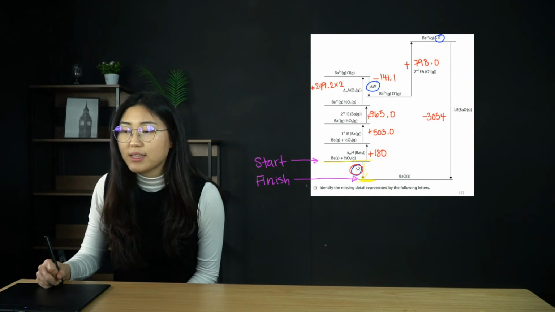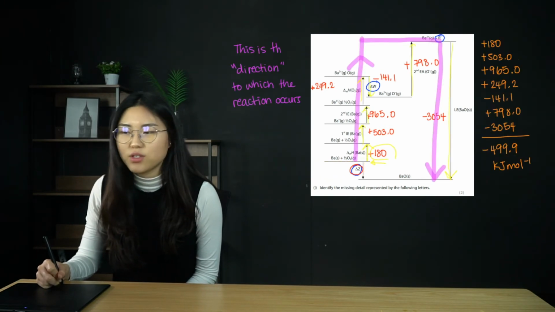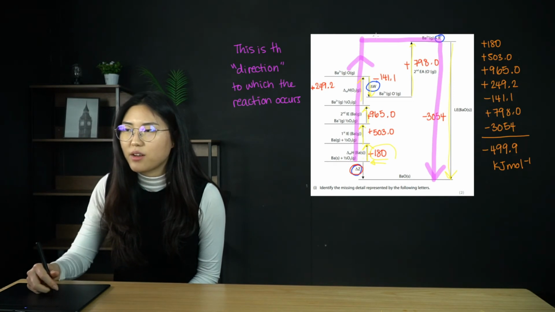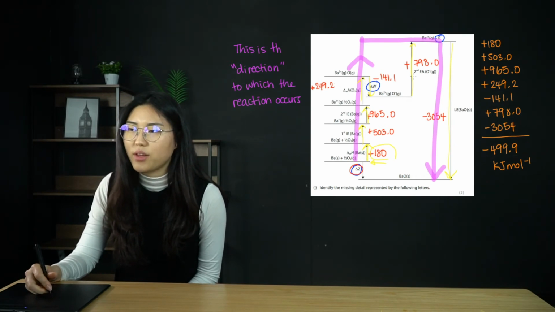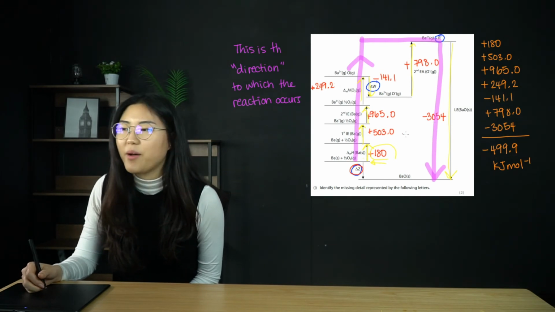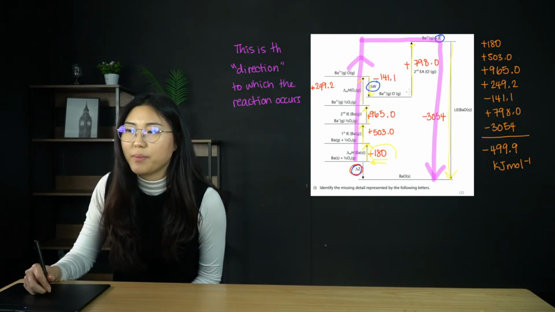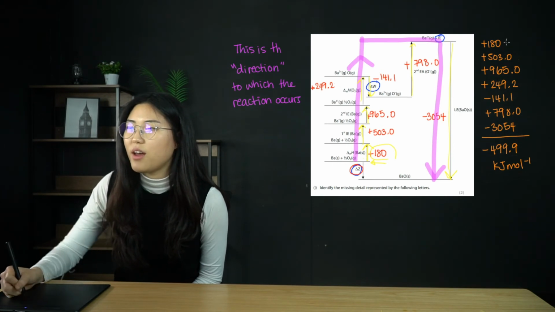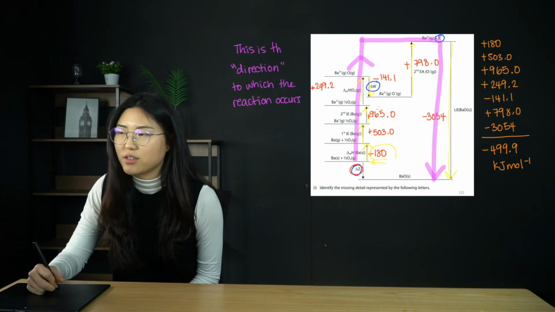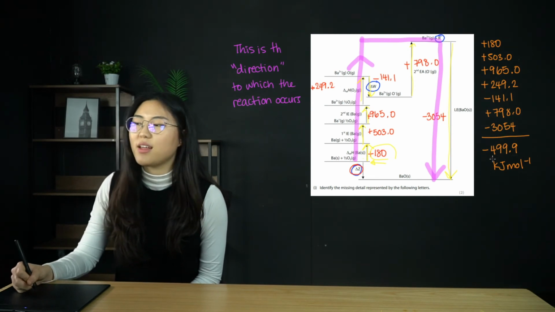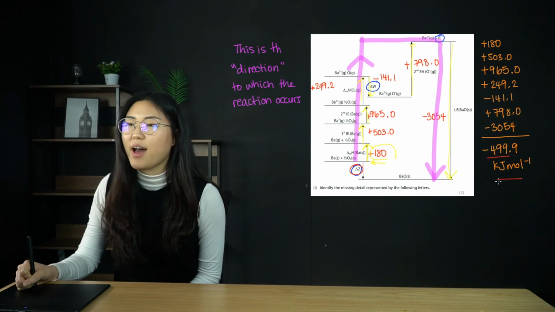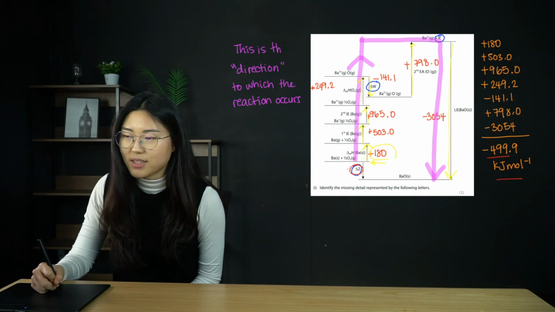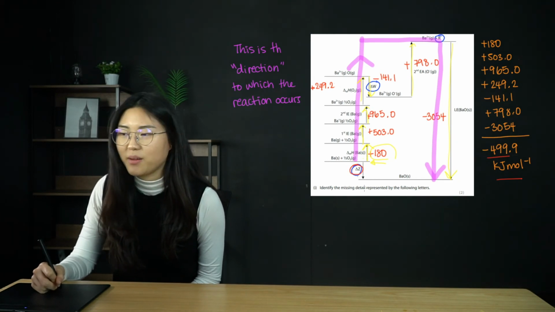And so we basically have to take the long way around, so the direction. So the purple line over here, this is the direction to which the reaction occurs, okay? So we have to basically follow along all the arrows that I colored in yellow. So therefore, we're just going to add up basically all of these values. So 180, 503, and then on and on. And then you should get 499.9 kilojoules per mole as your delta Z, which is the formation enthalpy for barium oxide.